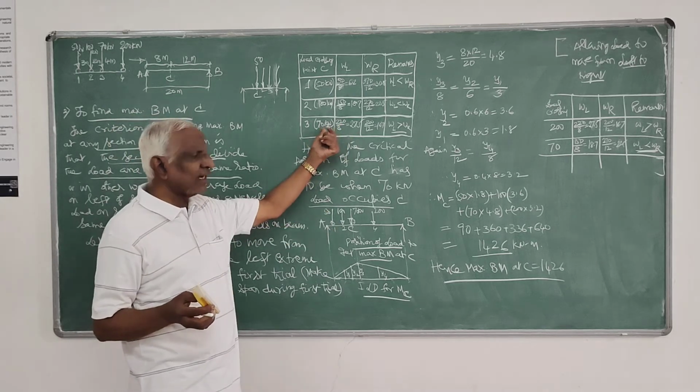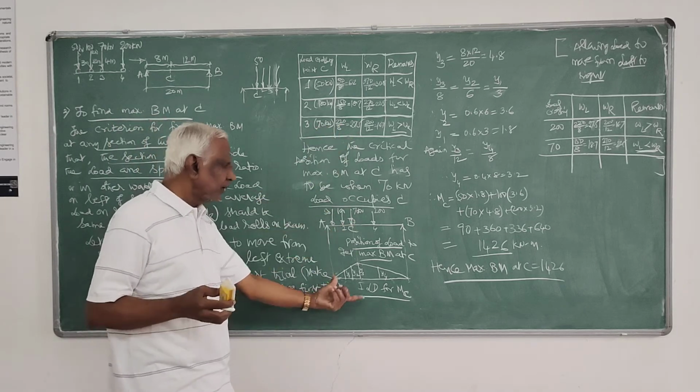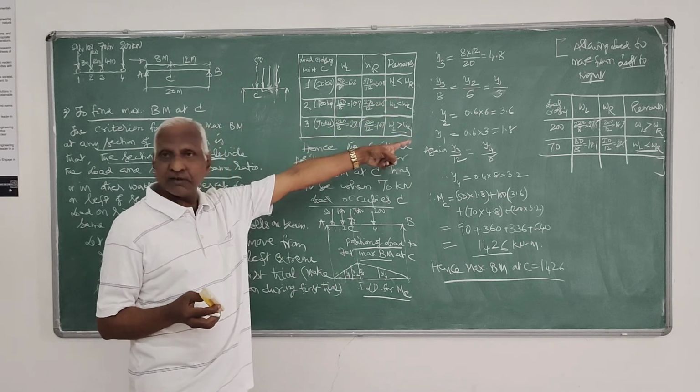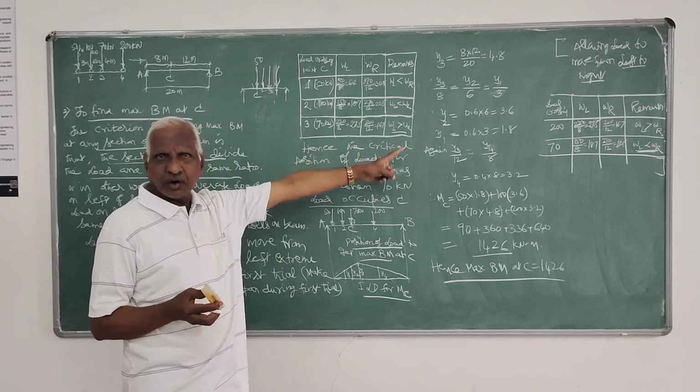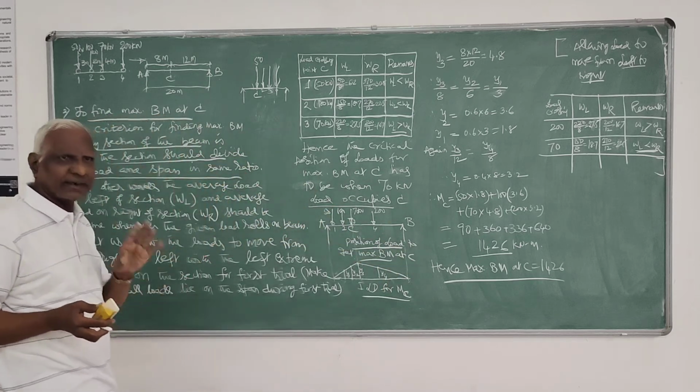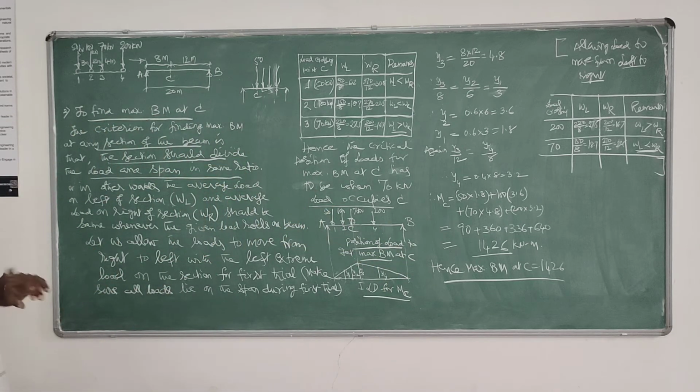So having arrived at that critical position, you draw the influence line diagram and get the ordinates. I have shown that full calculation for getting the ordinates, then work out the maximum bending moment at a section. So this is the simplest procedure.